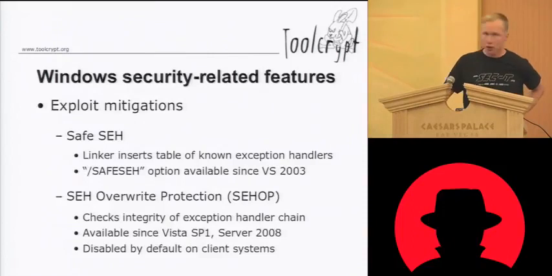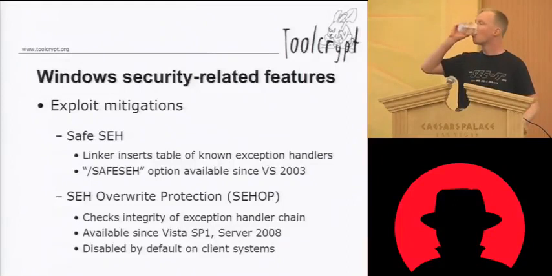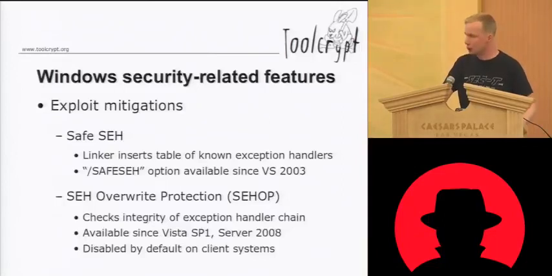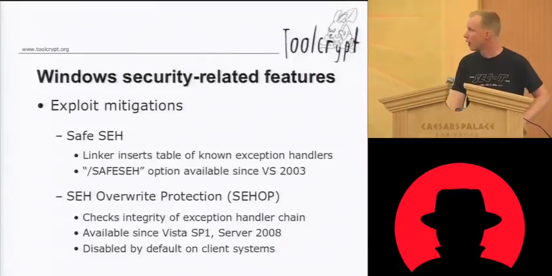In Vista Service Pack 1 and later operating systems, there's an even better exploit mitigation for SEH overwrites, which is called SEHOP, or SEH overwrite protection, which actually checks the integrity of the whole chain of exception handlers all the way back down to the default exception handler, which is much stronger, and to date there hasn't been any practical ways to circumvent this protection.